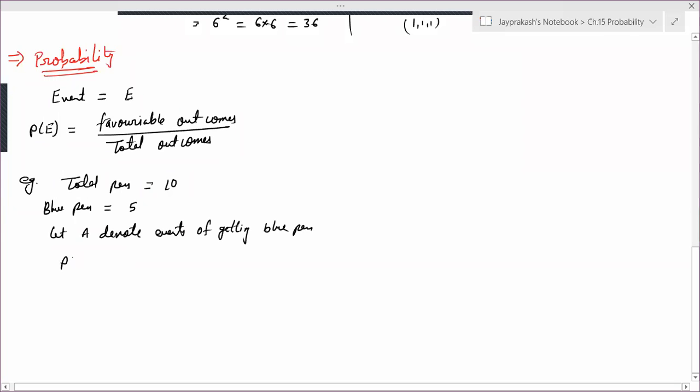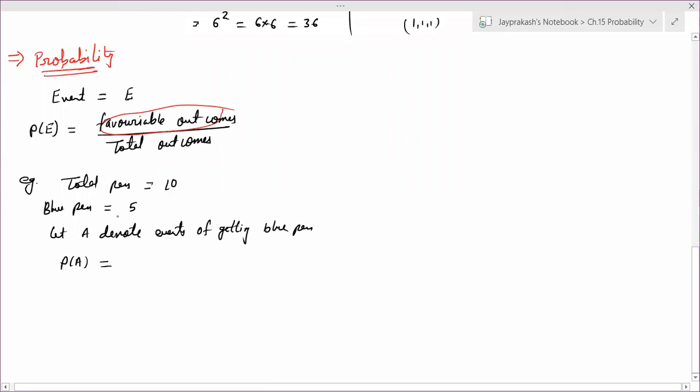So we will write the probability of A. We have the formula: probability is equal to favorable outcomes over total outcomes. Now the favorable outcome is the blue pen that we want to draw out, so 5 upon total outcomes, which is 10. So simply we have the probability 1/2. Okay. In percentage, that is 100.